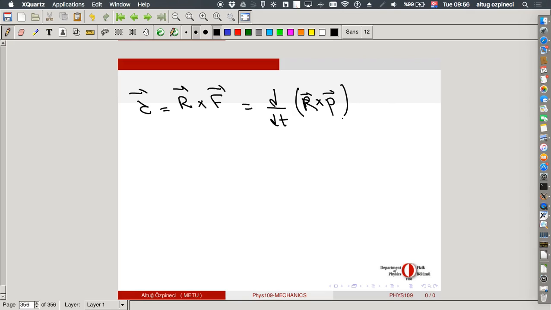Now compare with Newton's law. F is equal to dp by dt. And we always said that in rotational motion, the role of F is played by the torque. Torque in rotational motion is similar to the force in linear motion. And this quantity over here is what we define as the angular momentum. Just similar to the linear momentum, this is angular momentum.